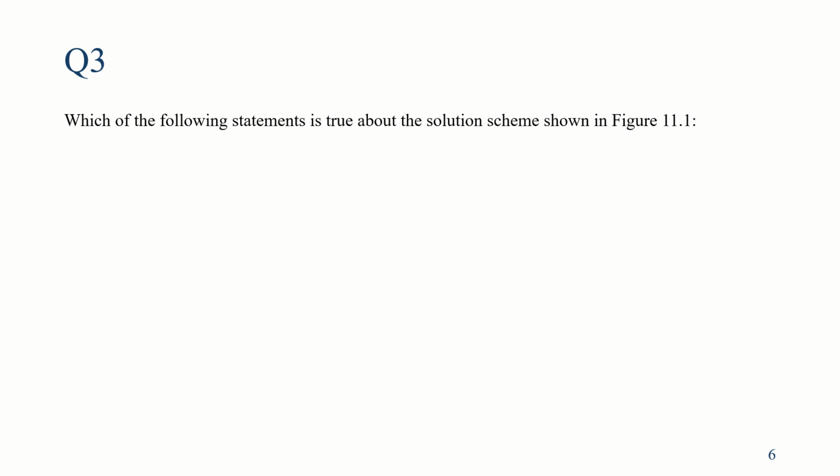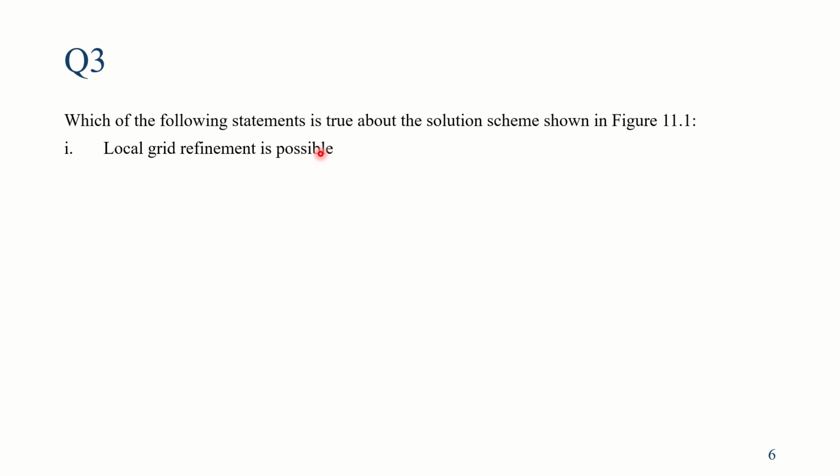So as we have seen, in the last problem it is 42 plus or minus 2. So now let us go on to question 3. In question 3, it is asked: which of the following statements is true about the solution scheme shown in figure 11.1? So what it is asking is which statements are true about the solution schemes shown in figure 11.1. In order to understand that, we need to first see what all the options given are.